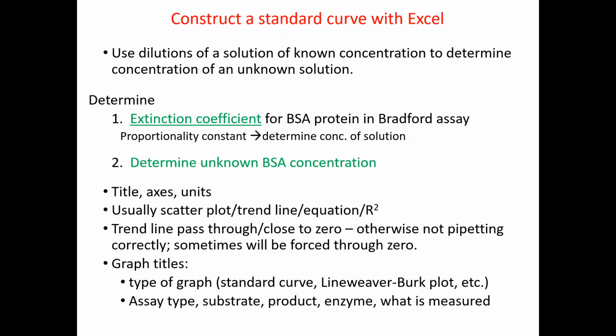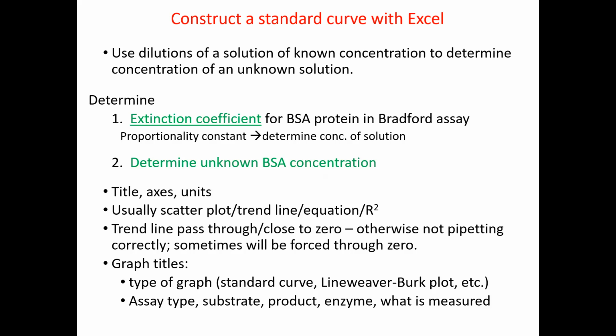Today, you're going to construct a standard curve with Excel using dilutions of known concentration to determine the concentration of an unknown solution. In this case, you'll be making a dilution series of BSA protein, bovine serum albumin, using a Bradford assay, which contains our Coomassie blue. You'll calculate the extinction coefficient for this, which is simply a proportionality constant that you use to determine the concentration of solution. From this, you'll determine the unknown concentration in your BSA sample that you don't know the concentration for.